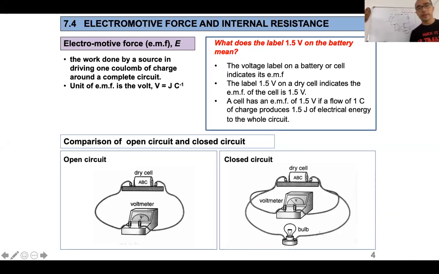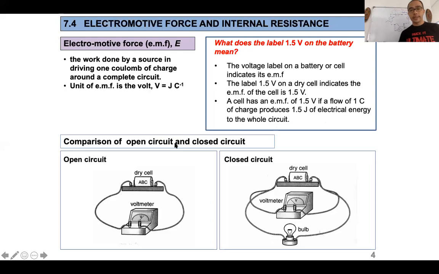Right. So electromotive force, the definition for electromotive force is the work done by a source in driving 1 coulomb of charge around a complete circuit. Okay, that's the definition of it. In a complete circuit, for example, like this whole thing, right? The work done by a source in driving 1 coulomb of charge around a complete circuit. And the unit for EMF is the same as potential difference, which is volt or joules per coulomb.